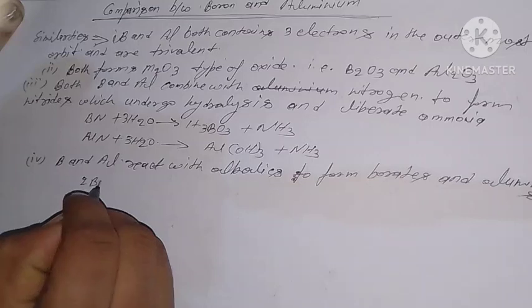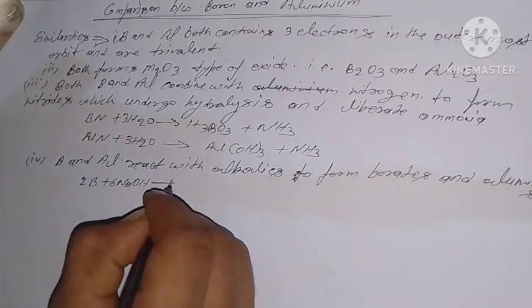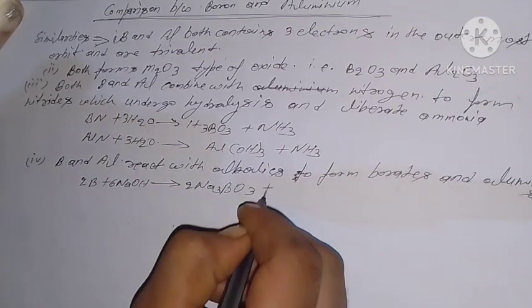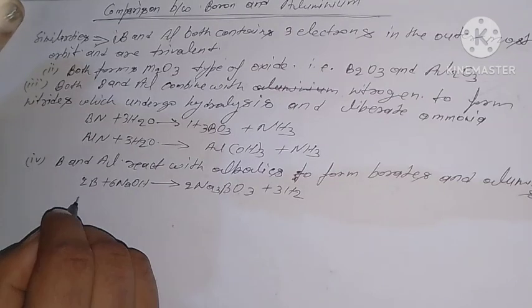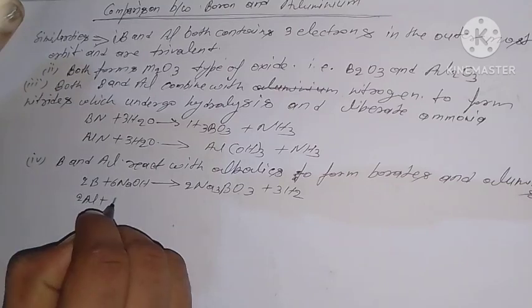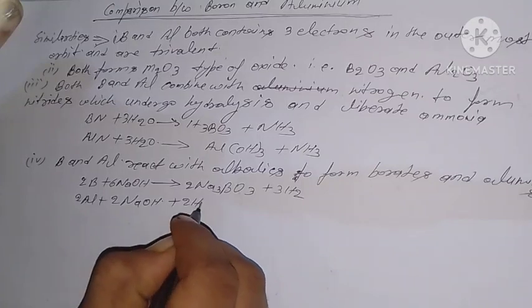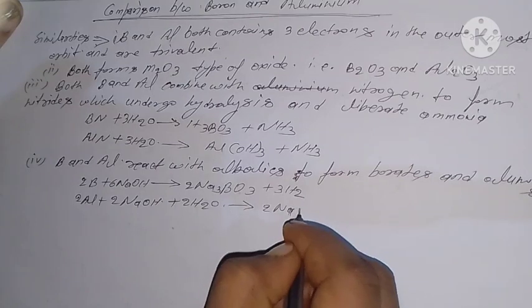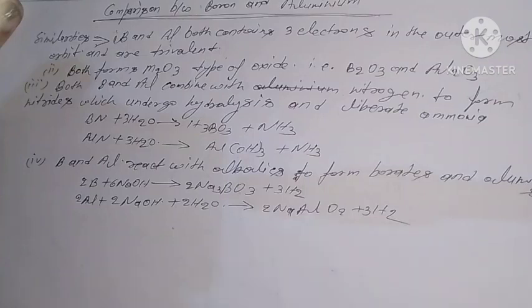2B plus 6NaOH gives 2Na3BO3 plus 3H2, and 2Al plus 2NaOH plus 2H2O gives 2NaAlO2 plus 3H2.